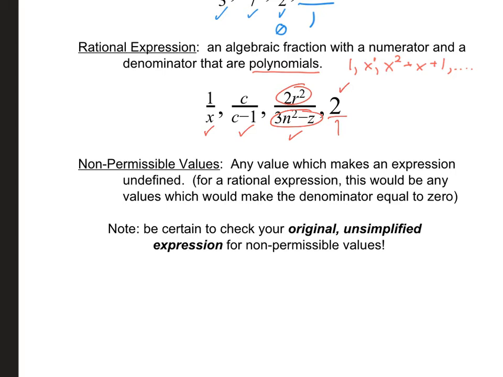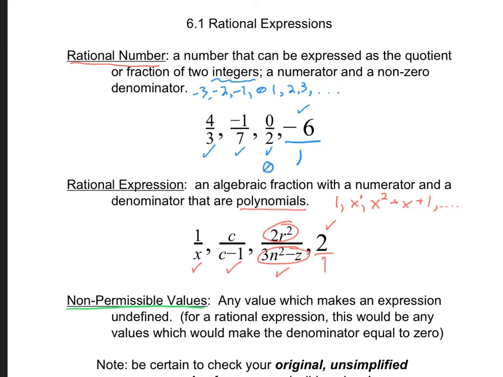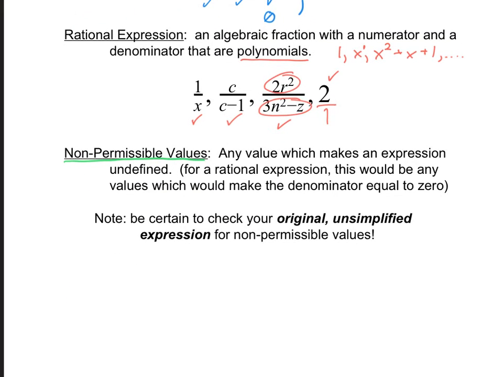They're both constants. Okay, so the final thing to wrap up here is non-permissible values. It's anything that would make the expression undefined. If you recall, for rational numbers, we're not allowed to divide by 0, so the denominator cannot be equal to 0. So non-permissible values would be any values that make the denominator of a rational expression equal to 0. And we'll see as we get further into this that you must make sure that you go back to your original unsimplified expression to look for some of these non-permissible values.